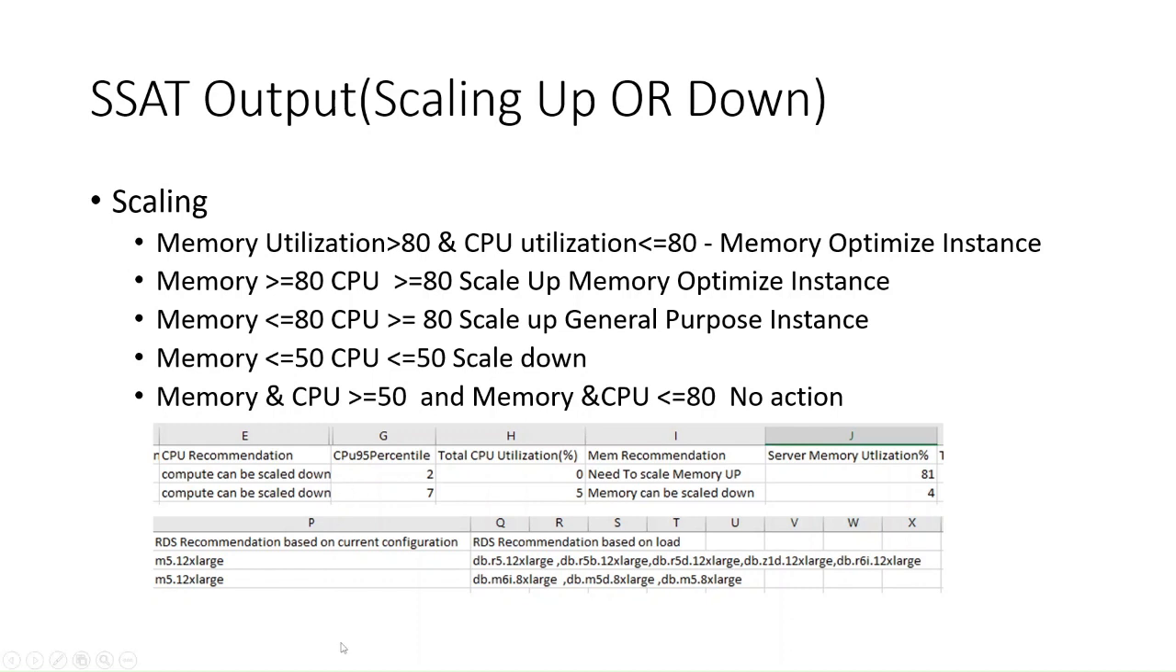The second example here, we scale you down on both CPUs and memory. So you go down from M5 12x large to M6 8x large, or M5D or M5. So you stay in general purpose, but we scale you down.